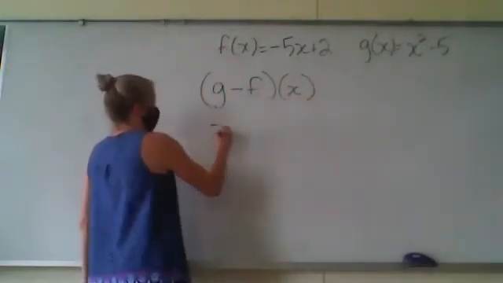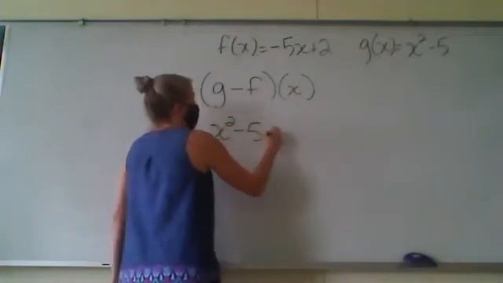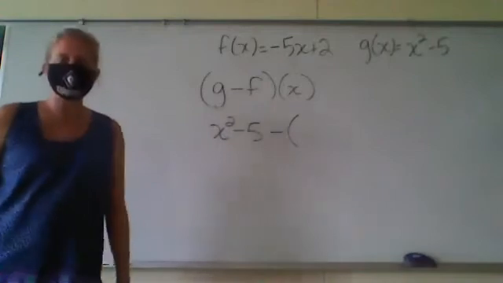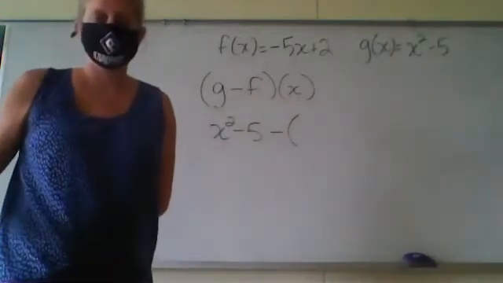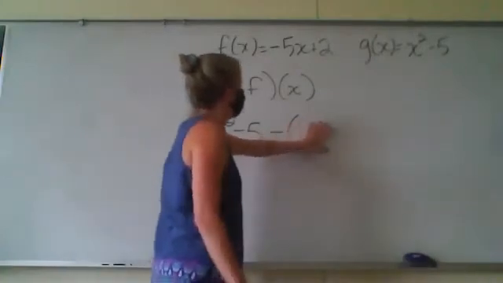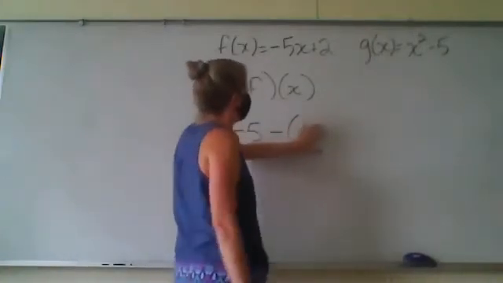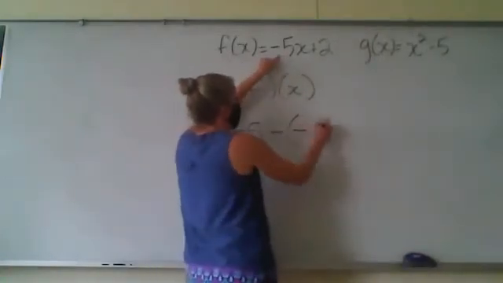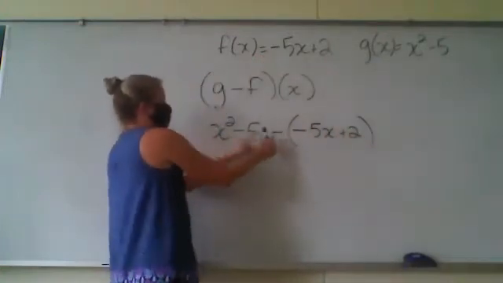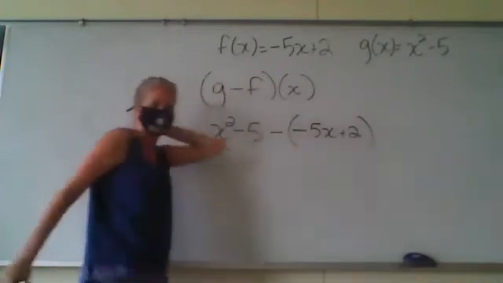Now remember, since I'm subtracting, I'm going to put what I'm subtracting in the parentheses. So I make sure I'm taking into account the whole function. So minus negative 5x plus 2, right? Because you've got the g minus the f.